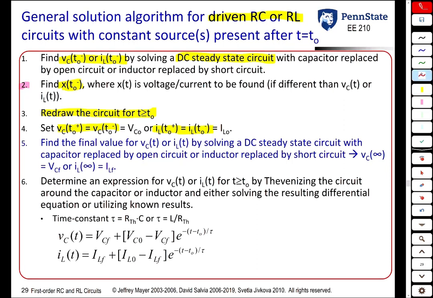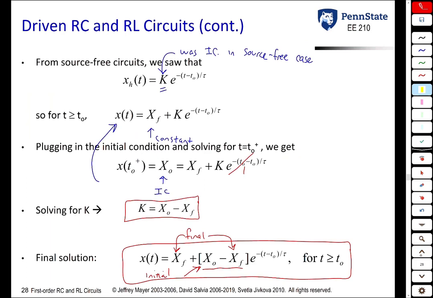Step 5 is a new step. In the driven RC or RL case, we have a second DC steady-state problem to solve. Specifically, we need to find the voltage across the capacitor at infinity or the current through the inductor at time infinity by solving a second DC steady-state problem. Step 6 then is we need to find the time constant associated with the circuit and then plug everything into the equation here.